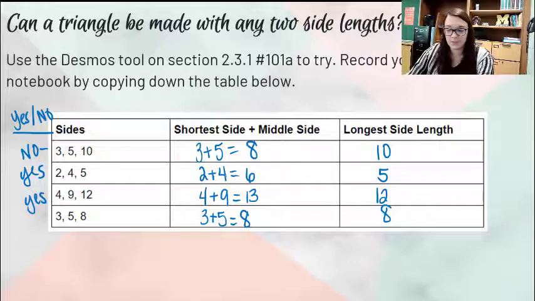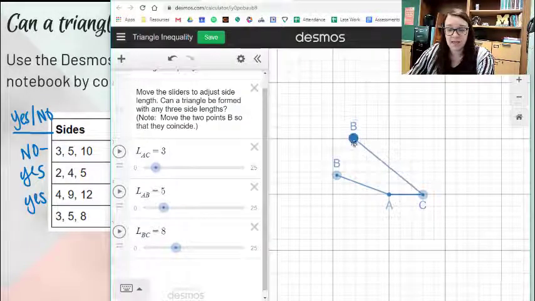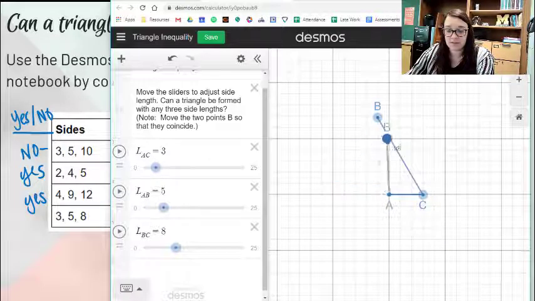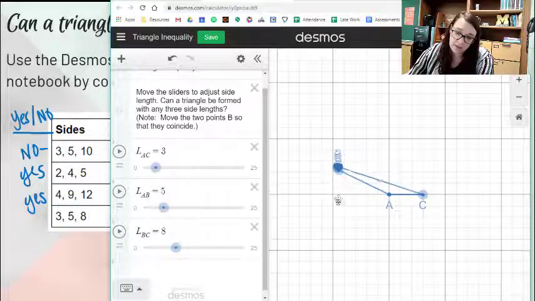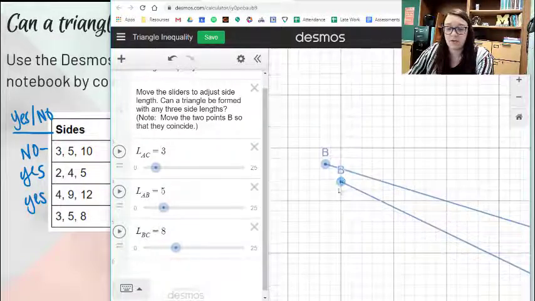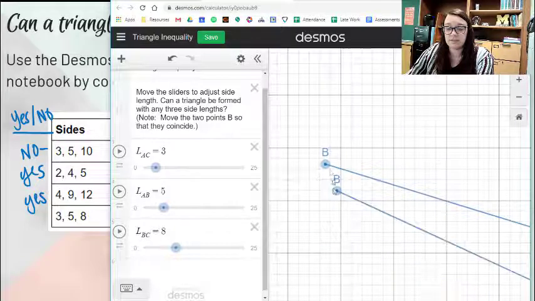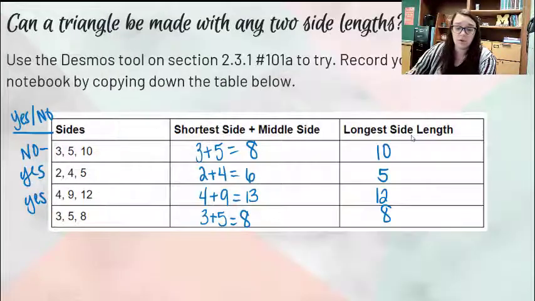I want to show it to you because it kind of freaked me out a little bit when I looked at it. Here's my 3, 5, and 8, and I'm trying to move these things around to see if I can make a triangle out of them. It feels like I can get really close right here, but if you notice, I can zoom in here on the graph, and you can move around these vertices as much as you want, but they're never actually going to touch. They're super close though. So this one's still a no, even though it feels really close.